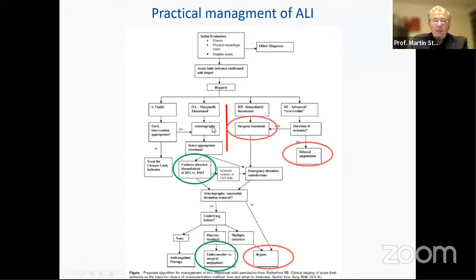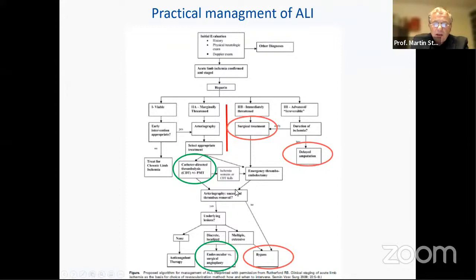You see here again the border between 2A and 2B ischemia. And I put the red spots on surgery. If it's an immediately threatened extremity, you have to be really quick and fast with removal of thrombotic material, or if you have multi-level occlusion, then it's better to do surgery. If it's irreversible, of course, sometimes it's primary amputation.